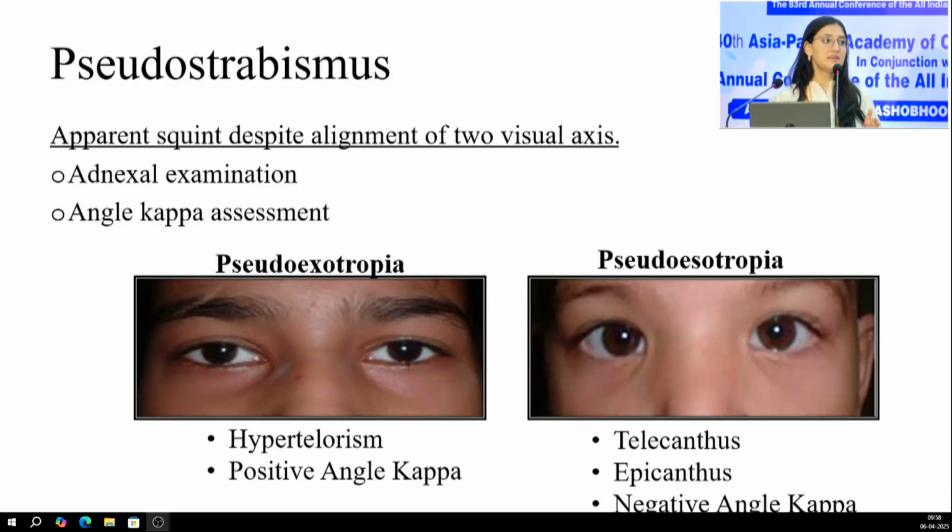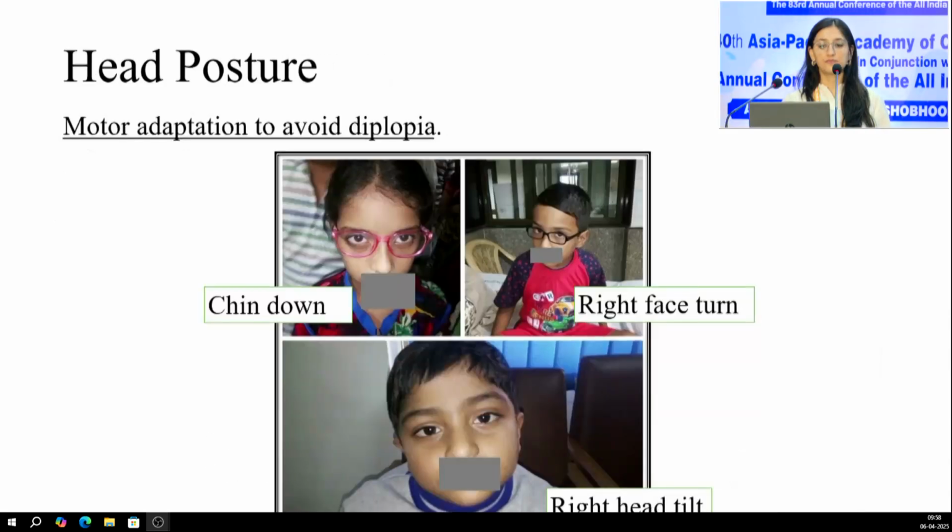So the first thing is to establish whether the strabismus is true or pseudo. So we have to do a careful adnexal and angle kappa assessment. Pseudo-exotropia presents in cases of hypertelorism and positive angle kappa, and cases with telecanthus and epicanthus and negative angle kappa most commonly present as pseudo-esotropia. But we have to know that this is apparent squint and not true squint.